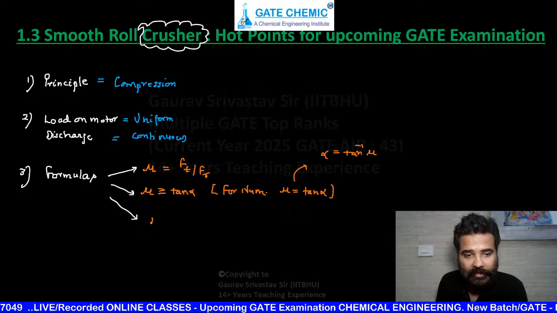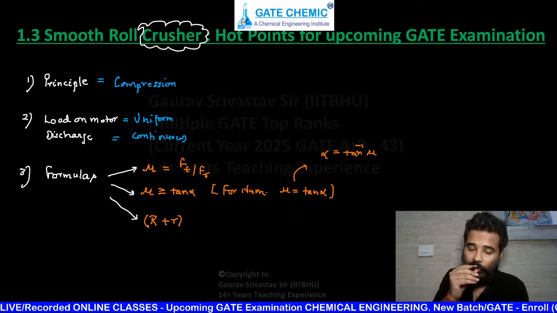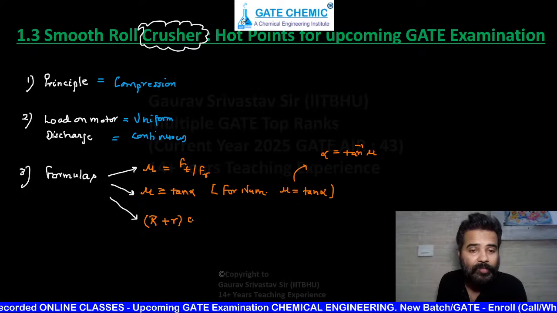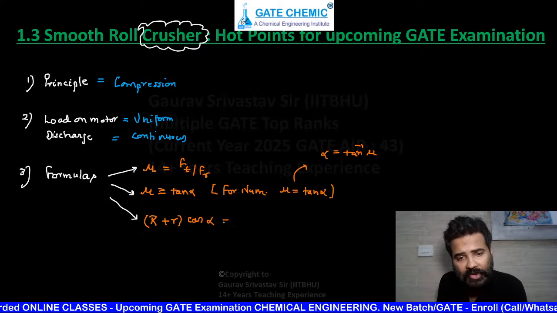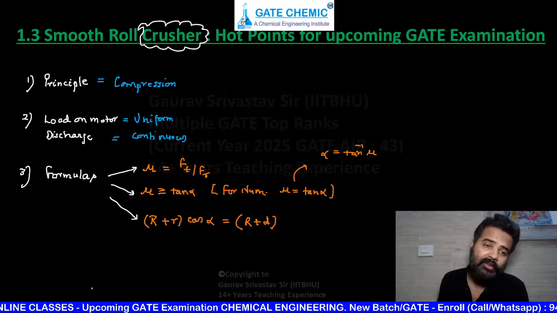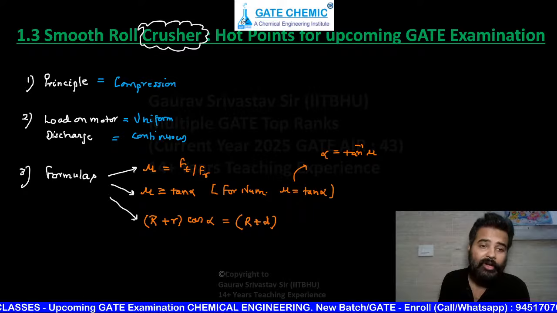And the third one, very very easy to remember: R plus r, pronounced just as R, then multiplied by cos alpha, and that equals R plus d. So these 3 equations are very very important for you, beta. So please don't forget this.